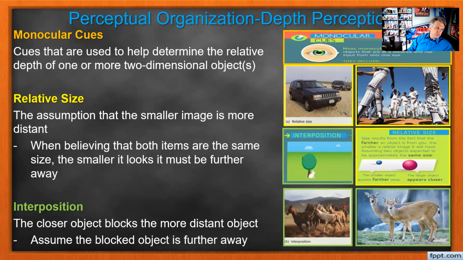Another one is interposition. Interposition is basically this idea: if I can see all of it, it must be closer. Again, here is a marker. Here is my little beating heart.